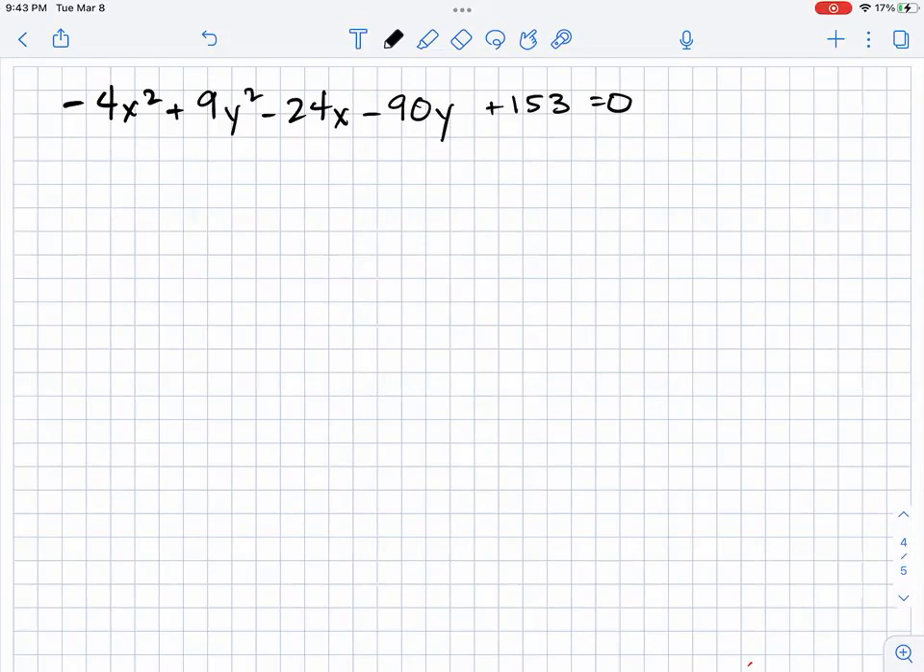So the first thing you want to do when you're given the form like this is to collect all the X terms together and all the Y terms together. So we're going to collect X's, collect the Y's, and at the same time, you're going to move any constants or just numbers to the other side.